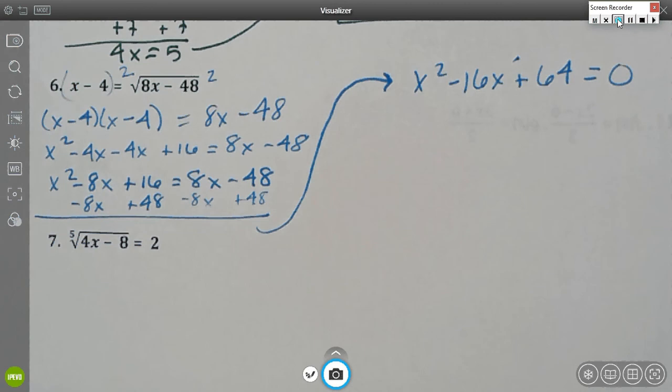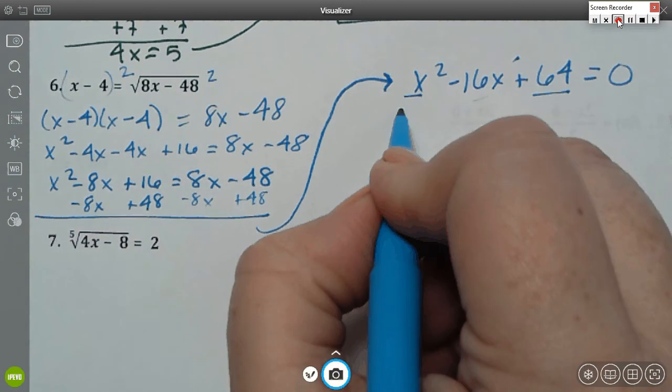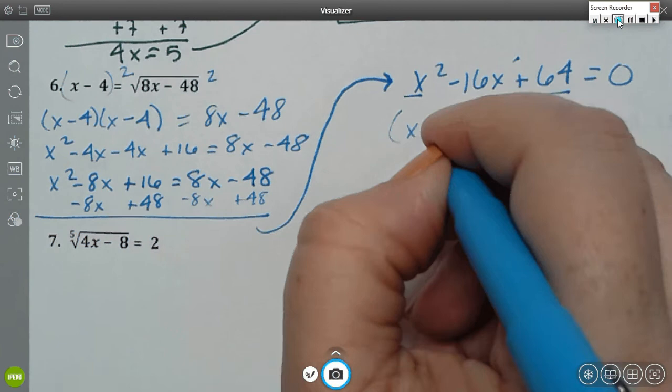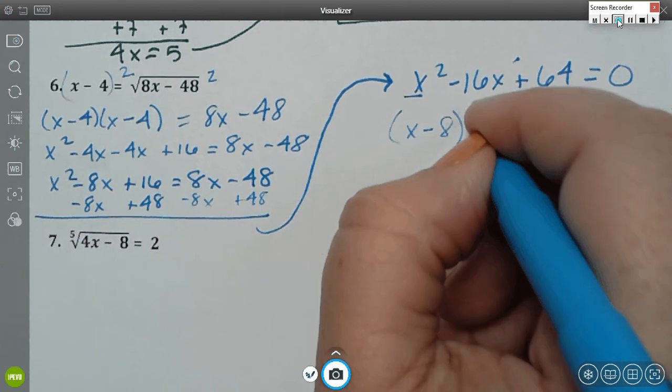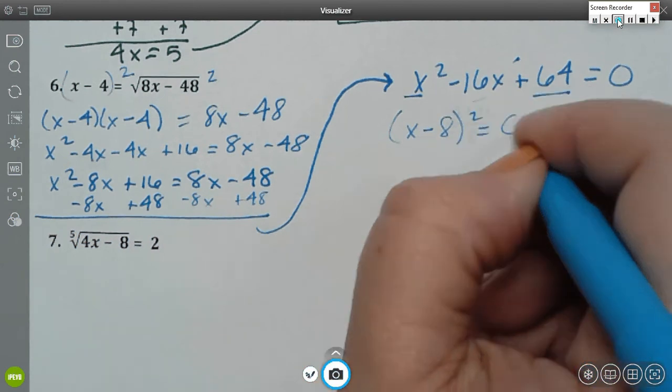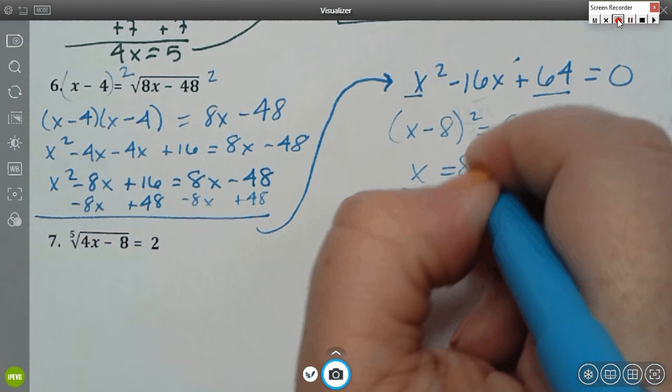The whole goal was to solve for x to find out what x equals. This is in fact a perfect squared trinomial. Square root of x squared times the square root of 64 would be 8x, and doubled is 16x, so it factors as x minus 8 squared equals 0, which then means that my solution is x equals 8.